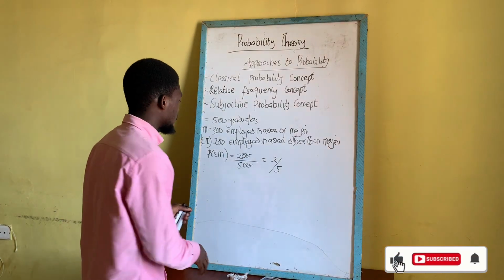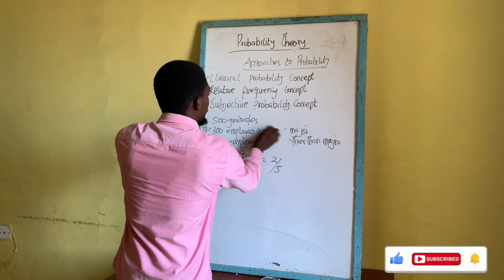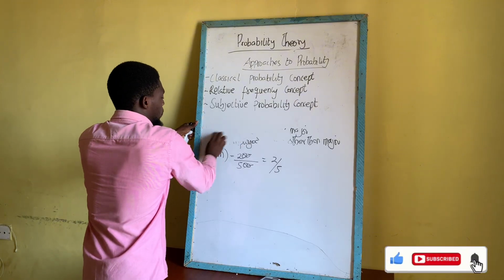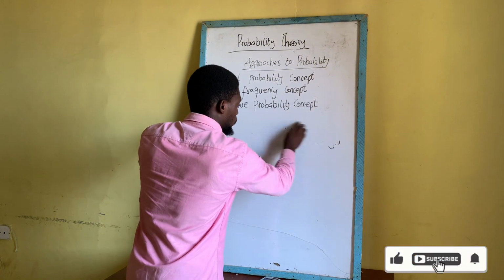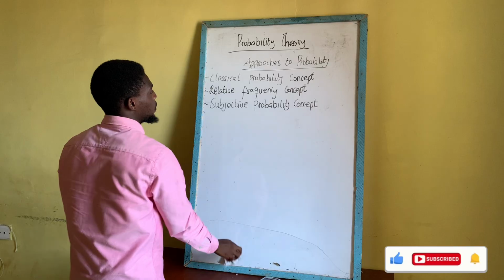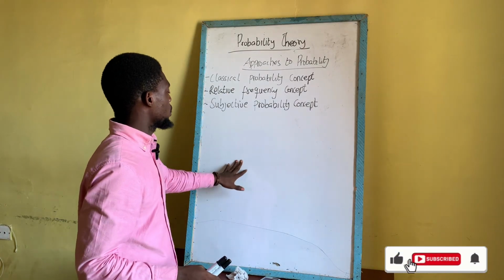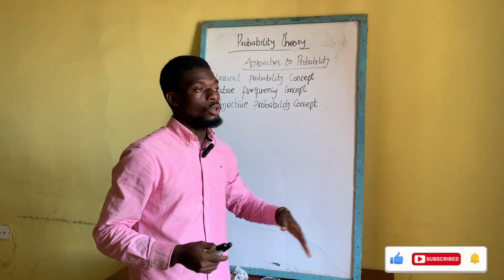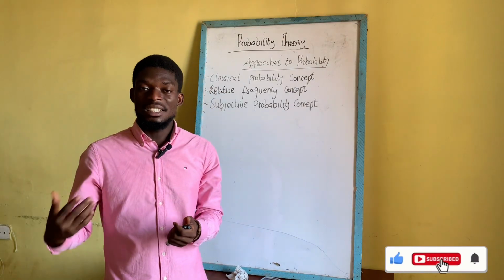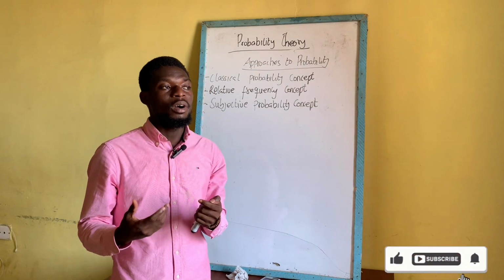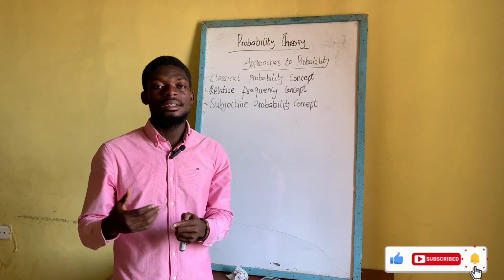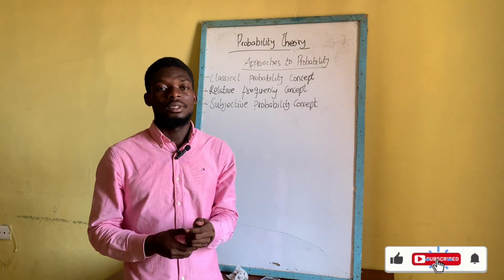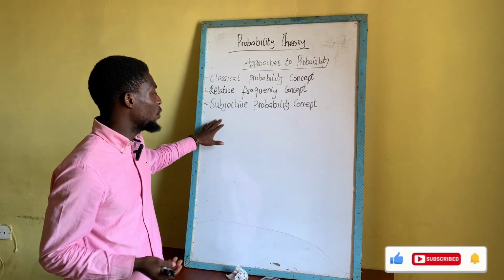Let's look at the last approach, which is the subjective probability concept. This approach is based on personal experience or judgment. So let's say, what's the probability of Ghana winning the upcoming World Cup? This scenario is under subjective probability.